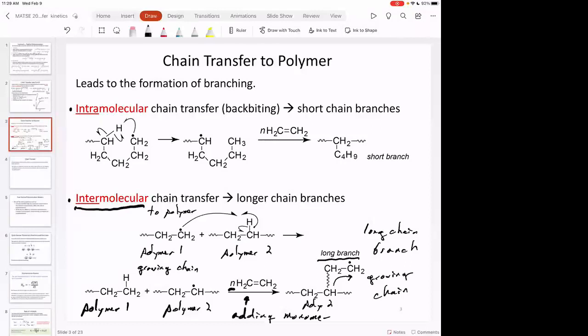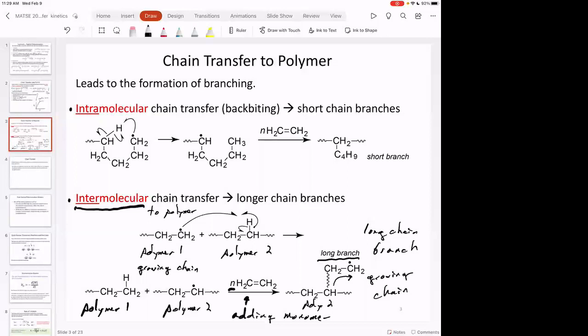Okay, so make sure you can draw it. Make sure that you know it's between two polymer chains. Make sure you know it results in long chain branches, and make sure you know it doesn't decrease the molecular weight distribution of the polymer that you're making. It's a lot of things to remember on chain transfer.